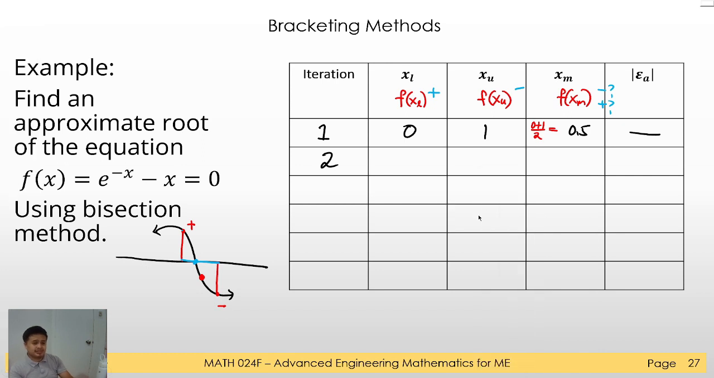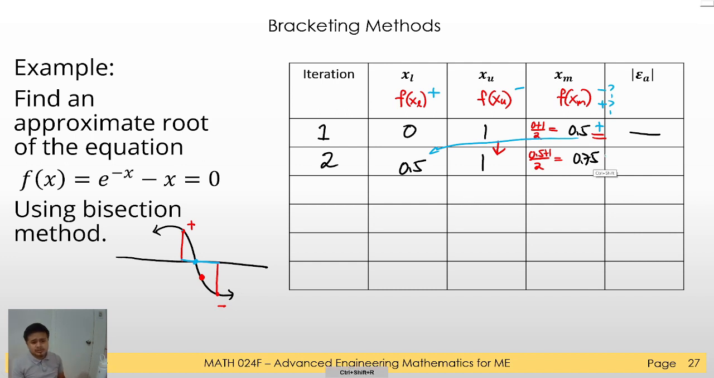So, if this is positive, then we have to replace the positive. So this will be replaced since this is positive. So this will become 0.5, and then this will still be 1. So we just retain the 1. Okay, so that's all it is. Since it's positive, we replace the positive. And then after that, we want to find the xm. Okay, so I will just continue tabulating this. So the midpoint is equal to 0.75.